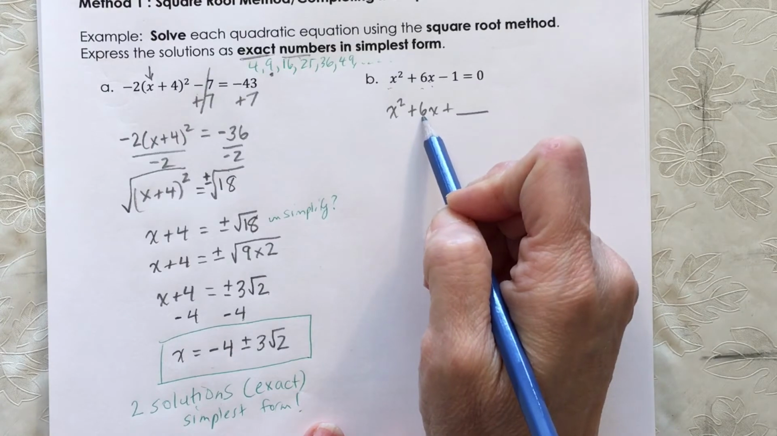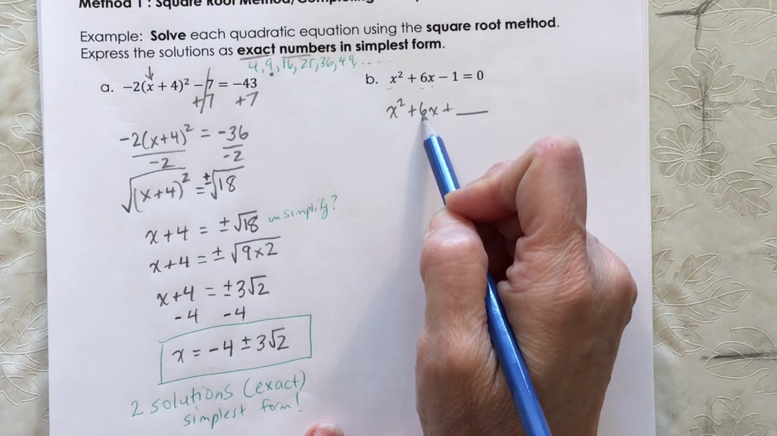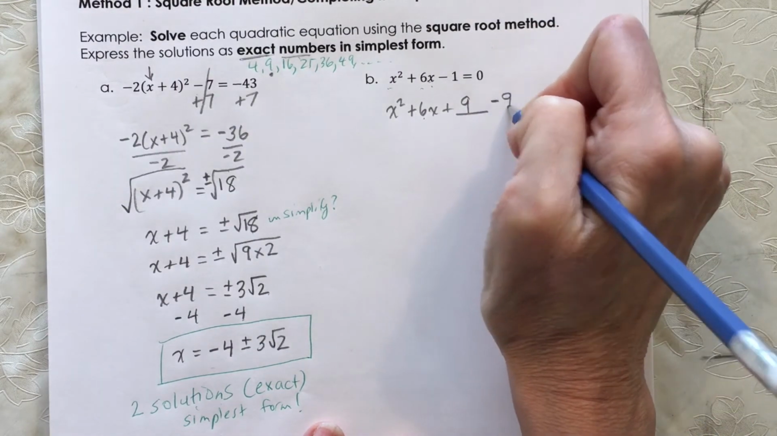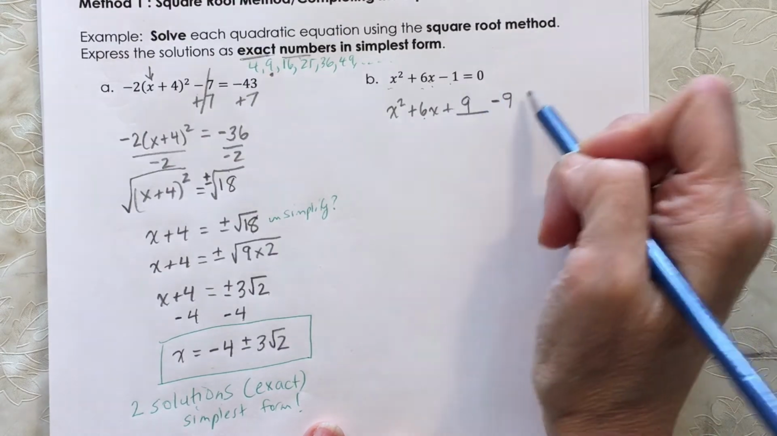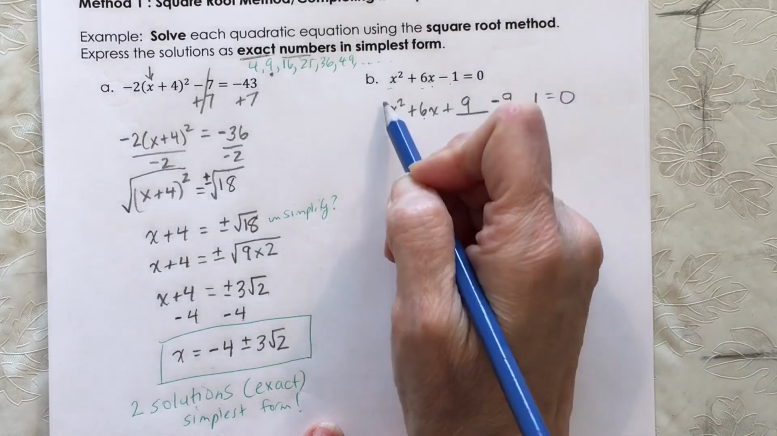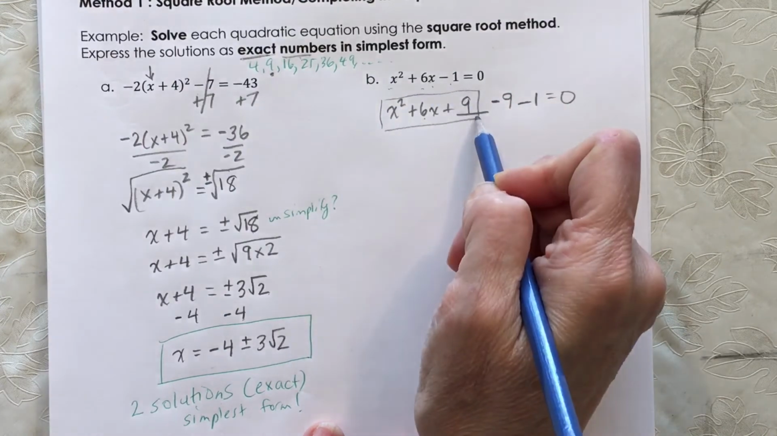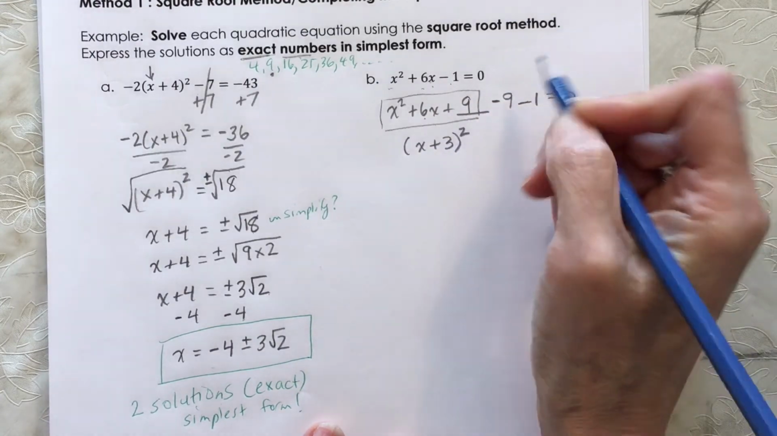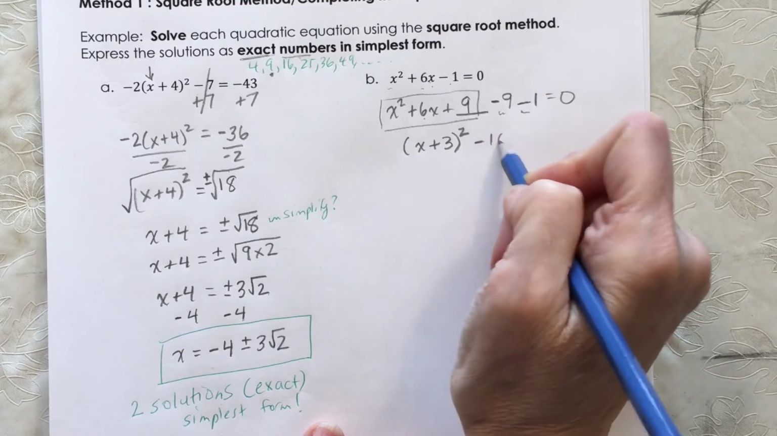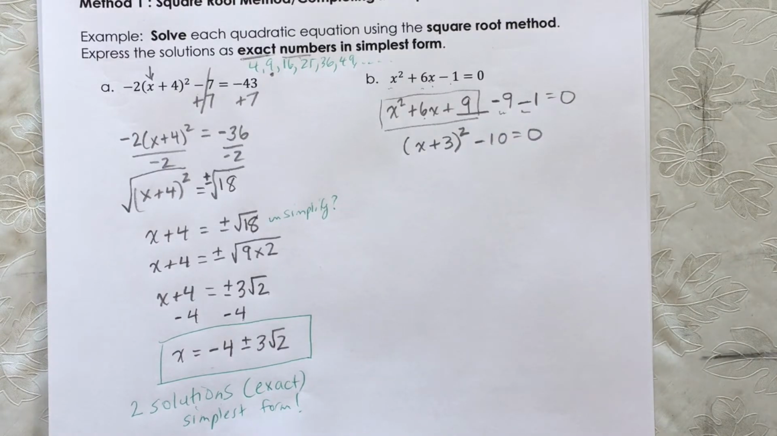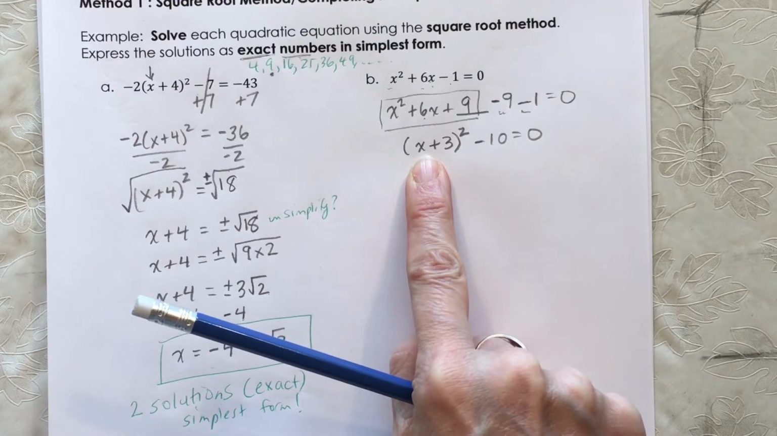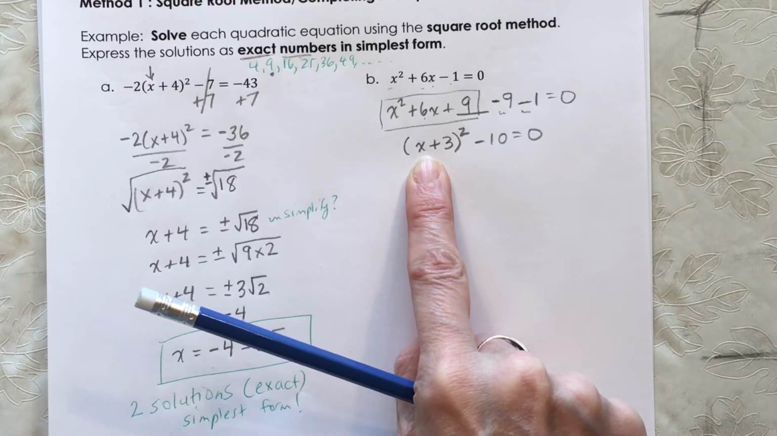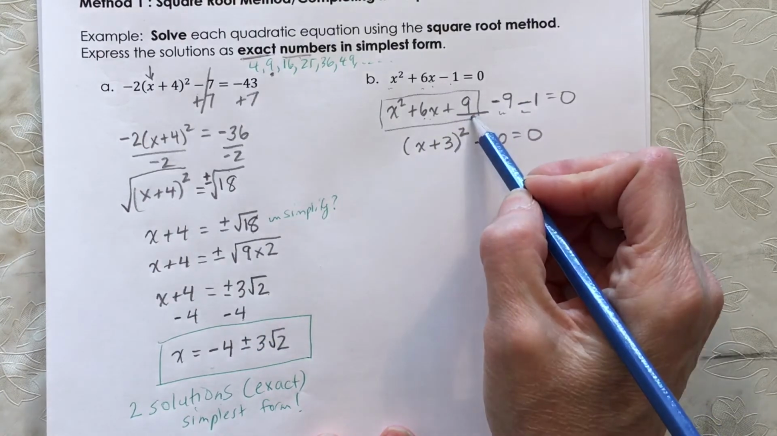So if we wanted to complete the square on the left side here, we would take half of 6, which is 3, and square it. So that would mean we'd add 9. We also need to subtract 9 so that we've balanced our equation. And then we still have this minus 1 equals 0. But we've created a perfect square trinomial that, when we factor it and then combine these two terms here, we end up with a quadratic equation with the x only in one position.